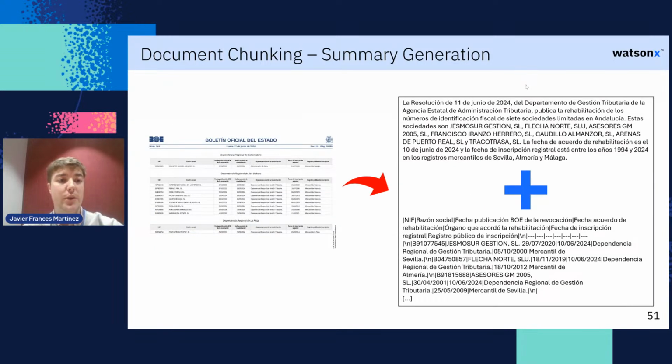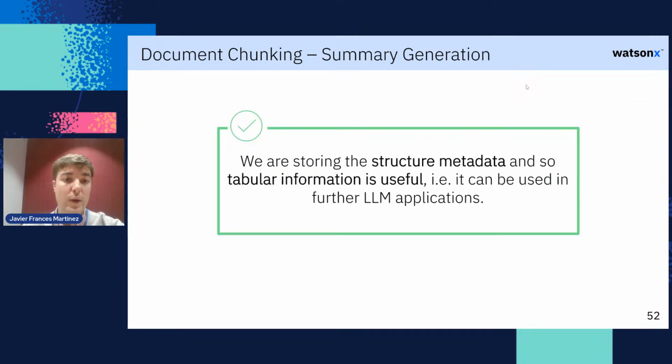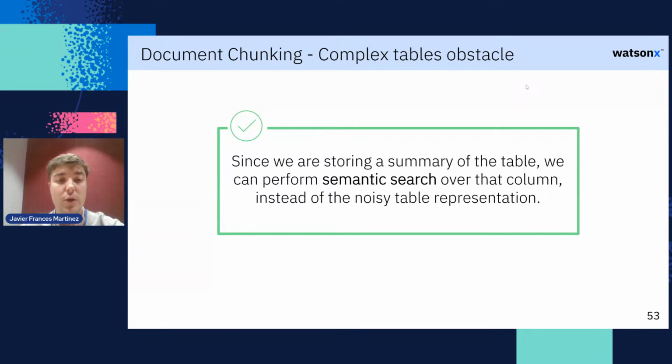And so the result is this. We go from a PDF table to a summary and a Markdown code, as well as all the metadata that we have previously seen. And this is great because now we are storing the structured metadata, and so the tabular information is useful in this RAG application. But not only that, since we are also storing a summary of the table, we can perform good semantic search over that column instead of the noisy table representation.